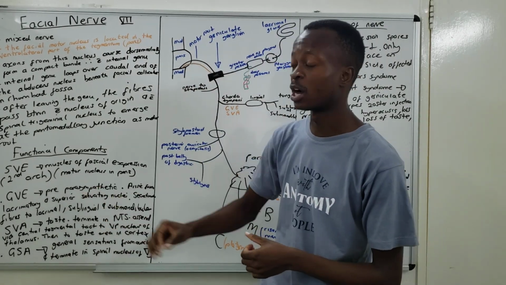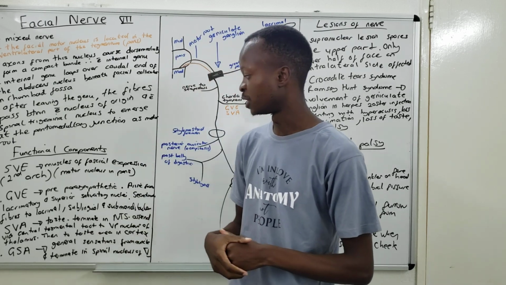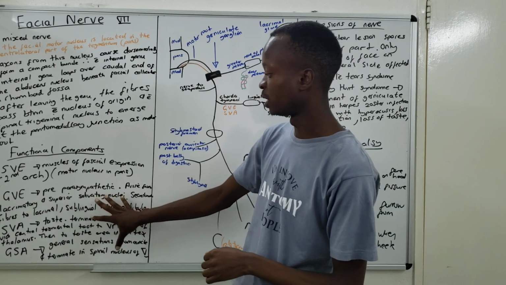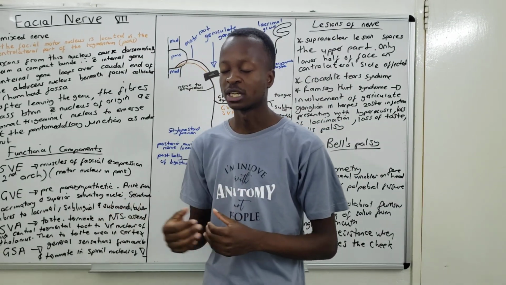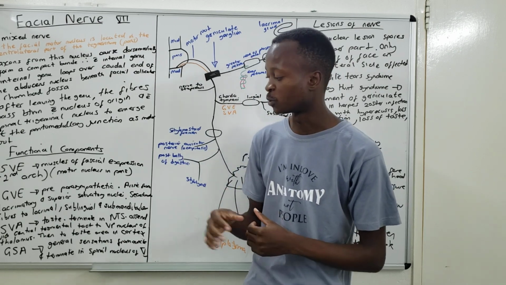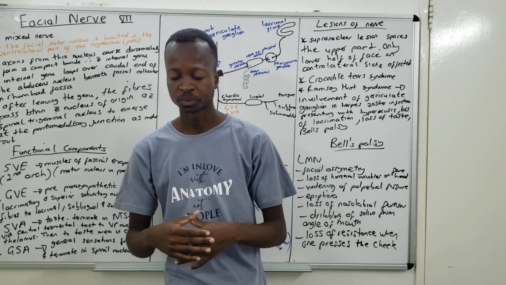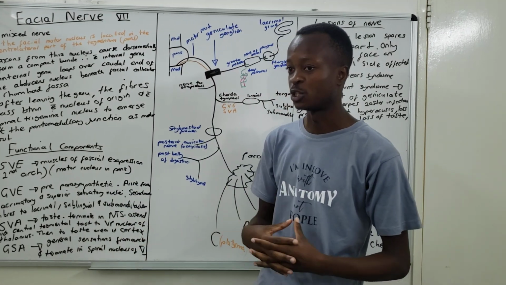Then the special visceral afferent fibers, they're going to carry taste sensations from the anterior two-thirds of the tongue, and they terminate in the nucleus of tractus solitarius, and then they ascend via the central tegmental tract to terminate in the ventral posterior nucleus within the thalamus. Then from there they ascend to the taste area that is just adjacent to the general sensory area.